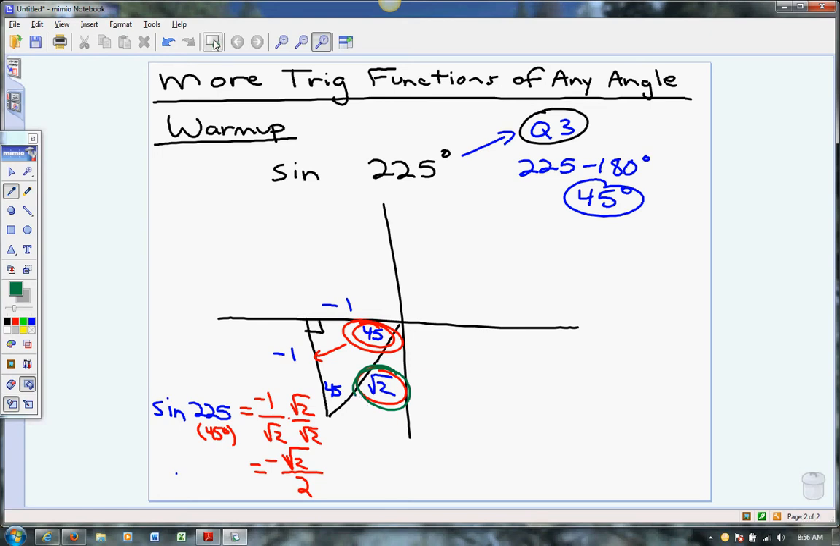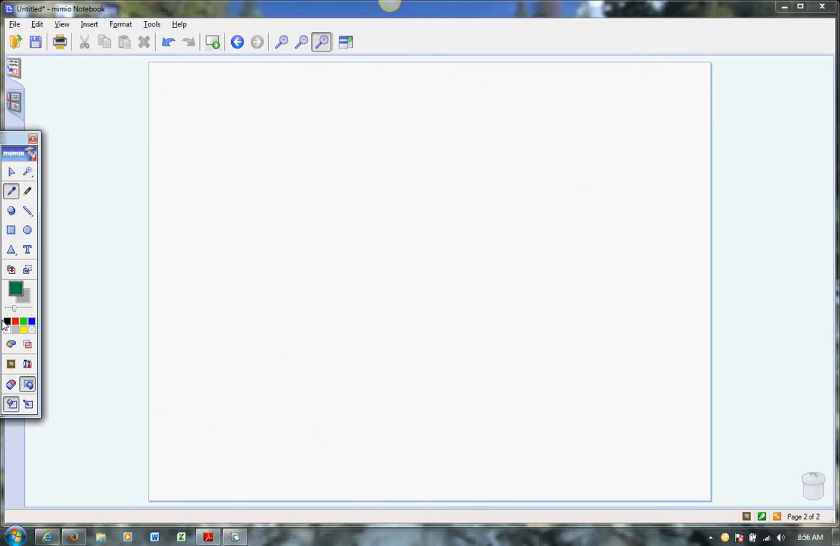Now, there's a good warm-up. We're just going to do some more examples here. We'll call this example number 2. What if I wanted to find the secant of 330 degrees?